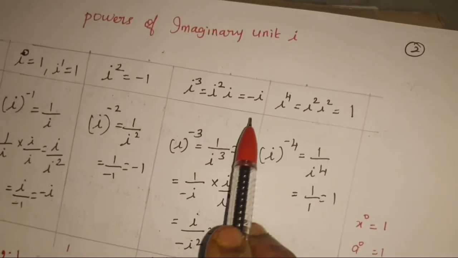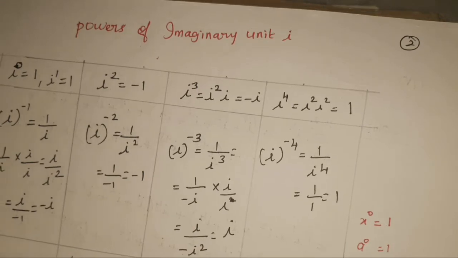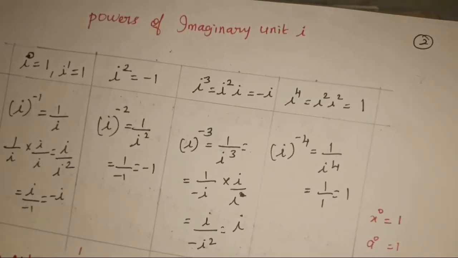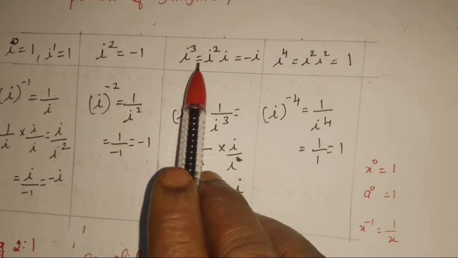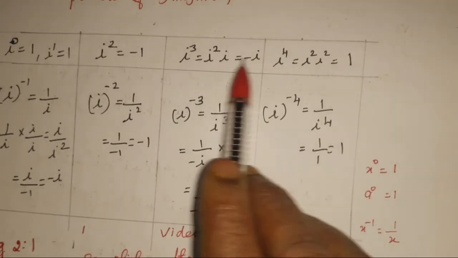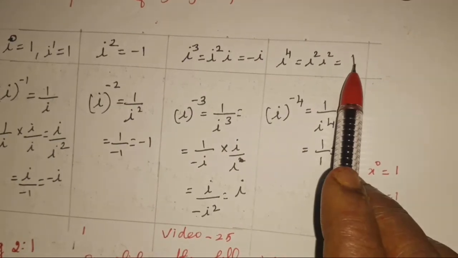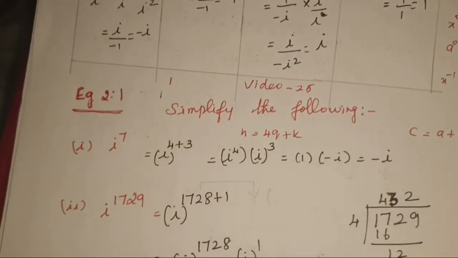So learn the tabular column properly, then you easily understand the powers. i power 4 is 1. First we learn i square is minus 1, i cube is minus i, i power 4 is 1. This is very important. You remember only these things, the remaining is very easy for you.